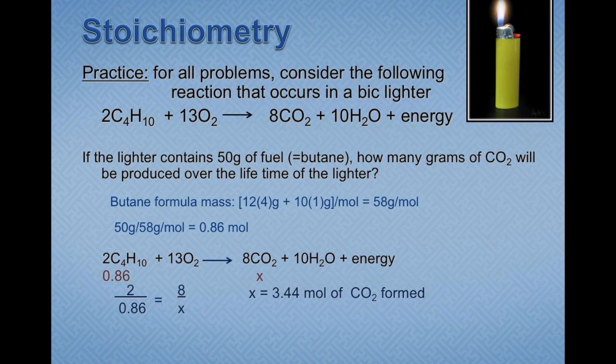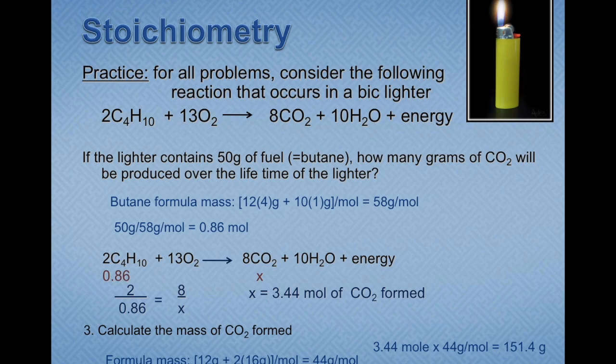But we now want to convert back to grams because that's what the question asks for. So we're going to calculate the mass of carbon dioxide formed. Again, we need to figure out the formula mass. So that's 12 grams for carbon, and then each oxygen is 16, and there's 2 of them. Add that all together, and we get a formula mass of 44 grams per mole. So in this case, 3.44 moles is how much we end up with. If we multiply by 44 grams per mole, we end up with 151.4 grams. So that is how much carbon dioxide is produced when 50 grams of butane is combusted.